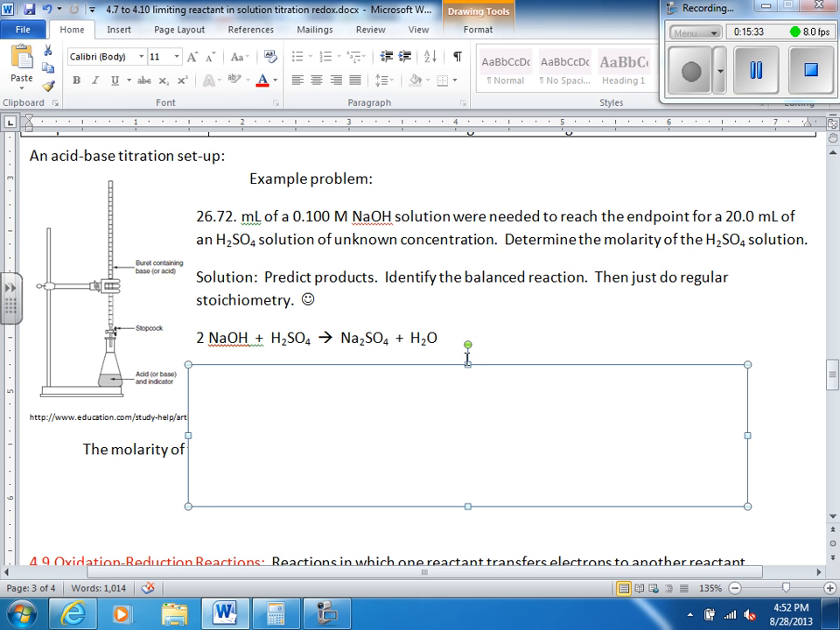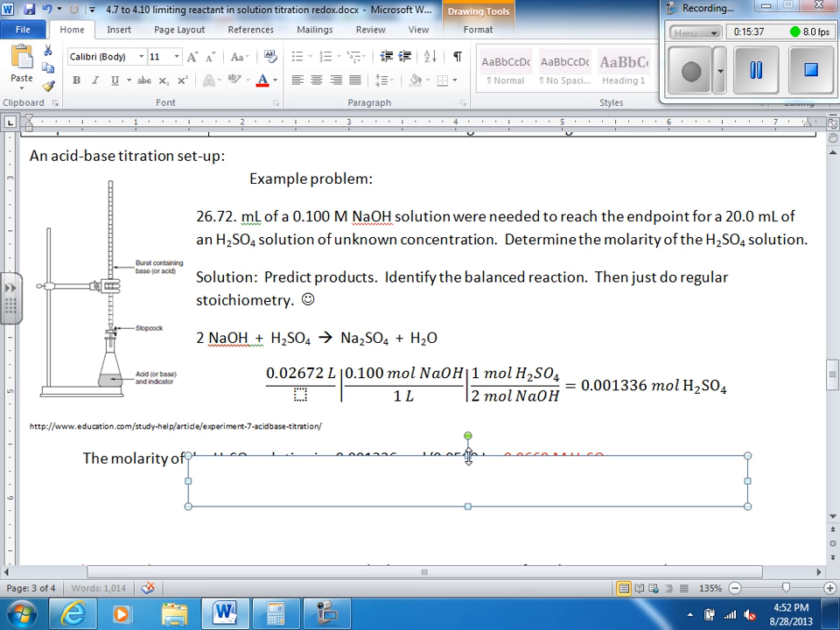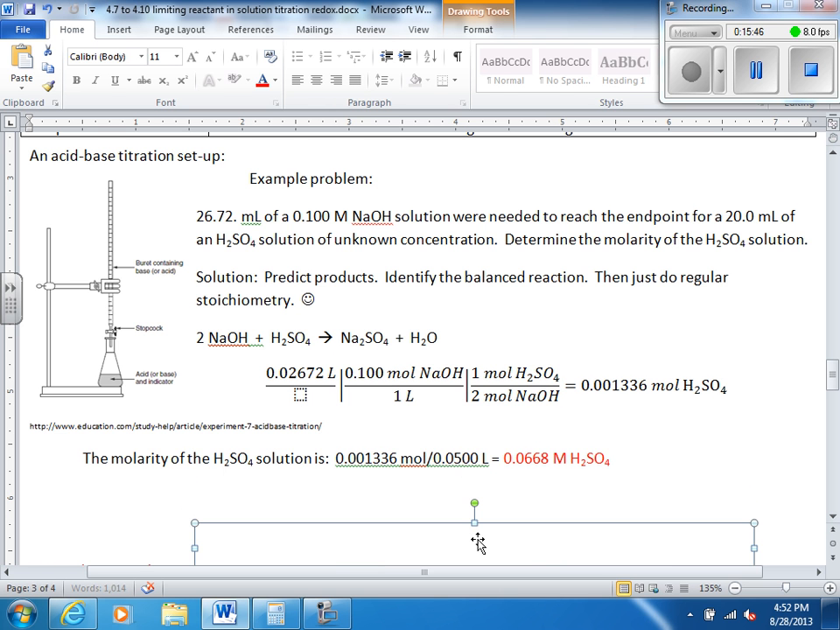Okay, so pause to do this yourself, before I show you. Here's the molarity calculation. We got our moles, and we need to divide the moles of sulfuric acid by the liters to get the final molarity right here.